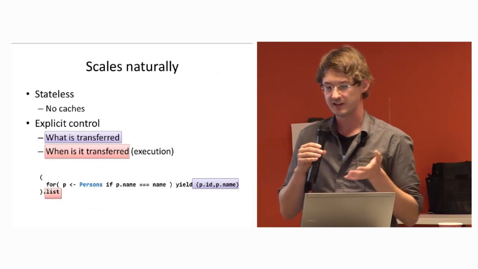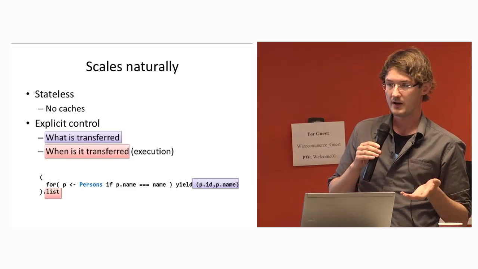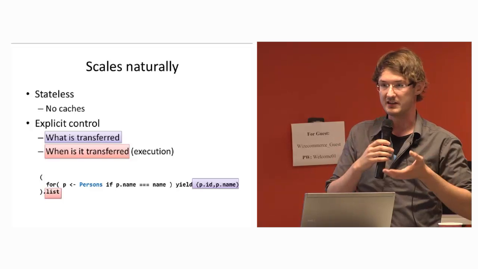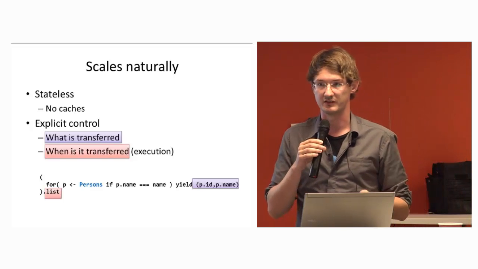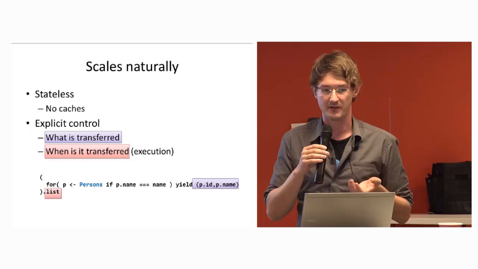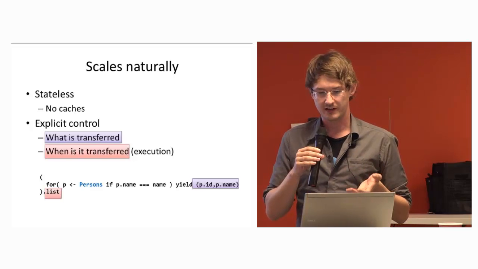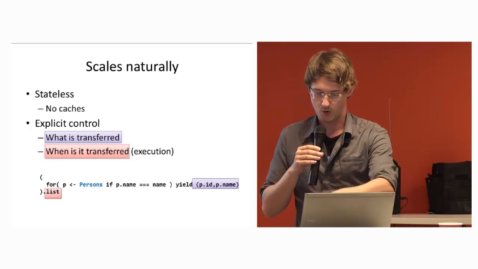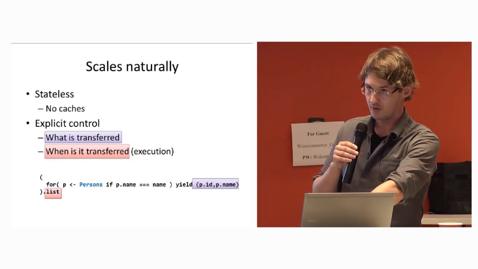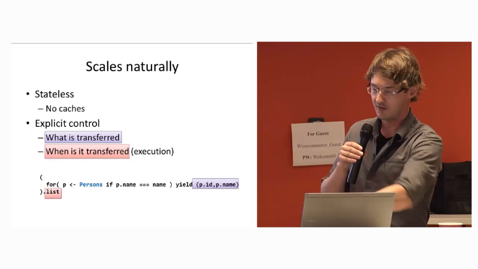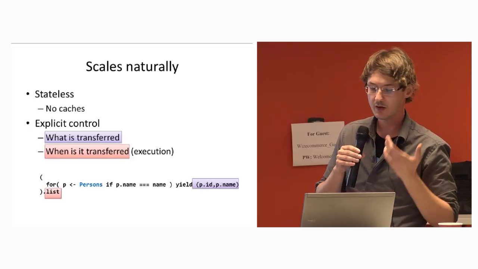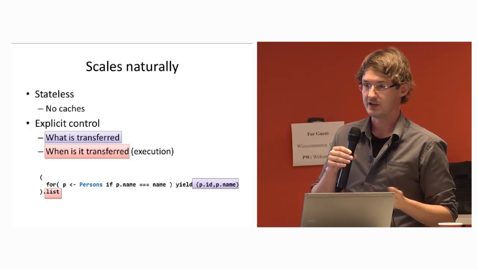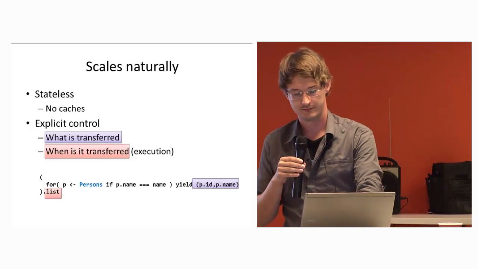I said Slick scales naturally. And on the one hand, that is because it doesn't have caches. Well, you can easily put it on several nodes or several processors, and those don't interfere with each other. And it scales also in the sense that you explicitly state what is transferred. Well, in here, what you state in the yield part, the ID and the name, and when it's transferred, exactly when you call this method, .list or .forEach or the other ones that exist.